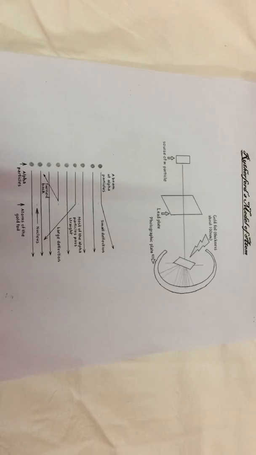Rutherford could not say anything about the arrangement of electrons in an atom. Rutherford's model also failed to explain the existence of different spectral lines in the hydrogen atom.